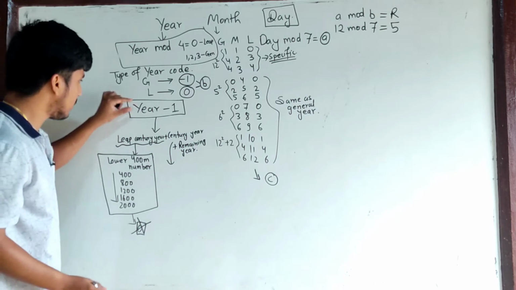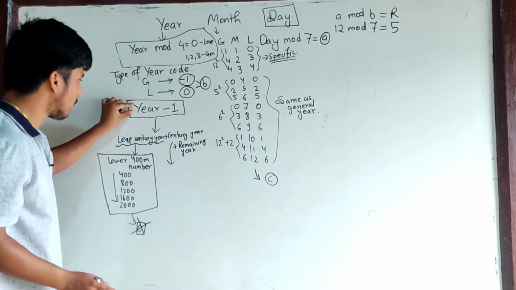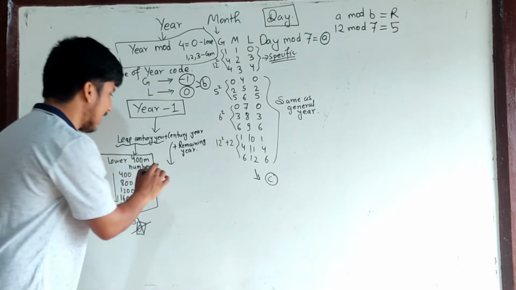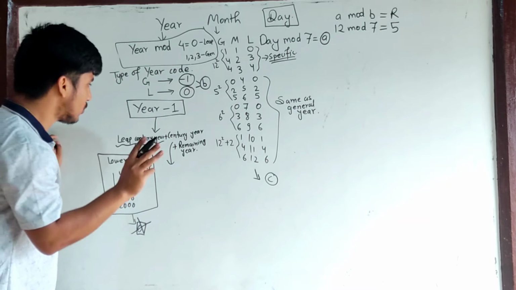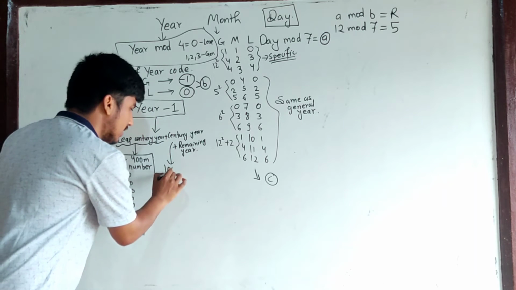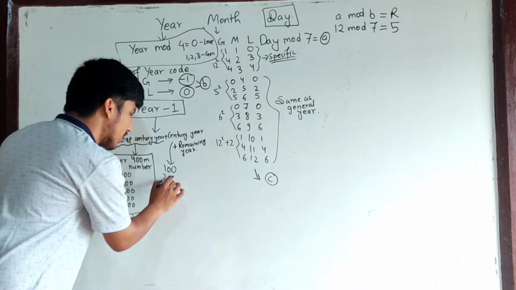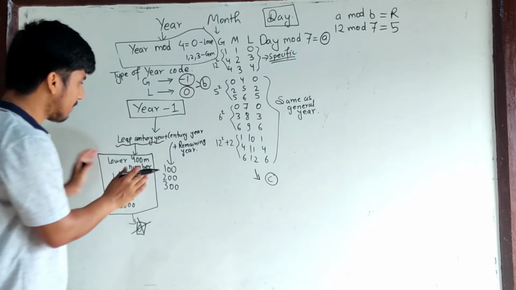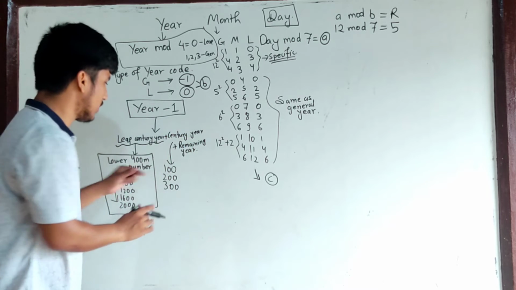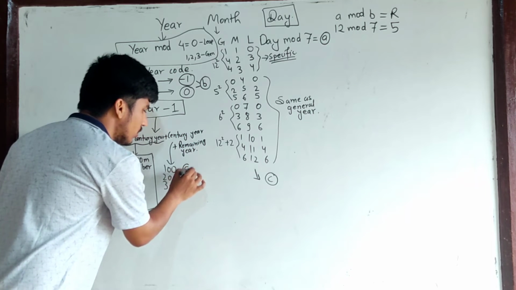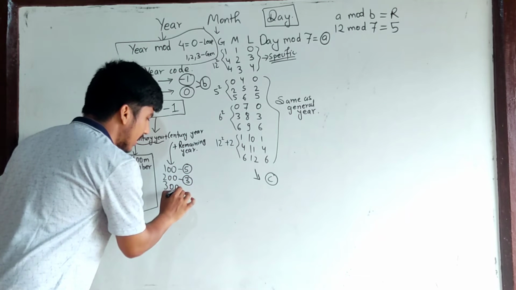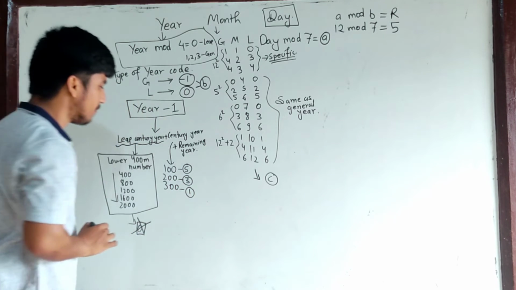Since we have broken this year minus 1 apart into some multiple of 400, we can have only 3 century years here. Either it will be 100 or 200 or 300. So we have specific codes here for century years. If it's 100, then the code is 5. If it's 200, then the code is 3, and if it's 300, then the code is 1.